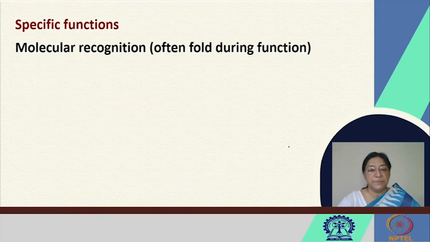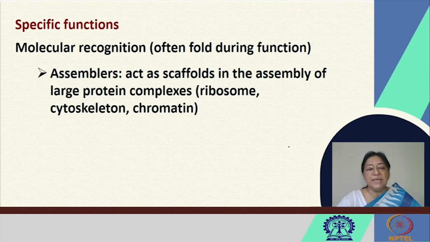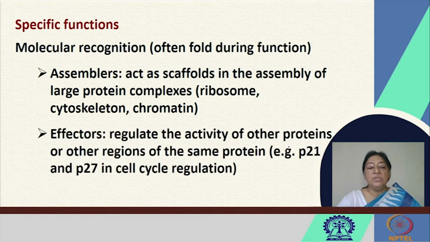The molecular recognition that occurs in IDPs is that while they function, while they are active, they fold during that time. So in that case, they can act as assemblers, where they act as scaffolds in the assembly of large protein complexes such as the ribosome or cytoskeleton or chromatin. They can also act as effectors, where they regulate the activity of other proteins or other regions of the same protein.